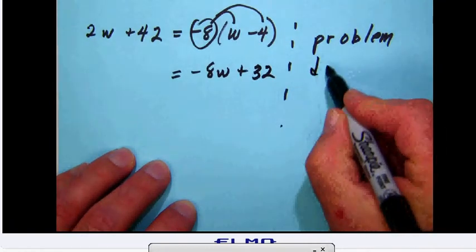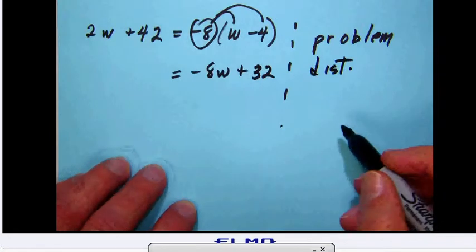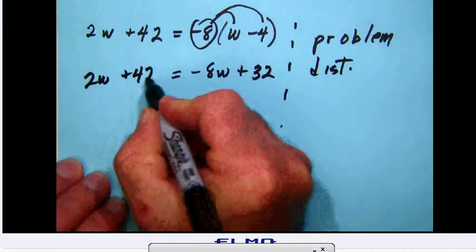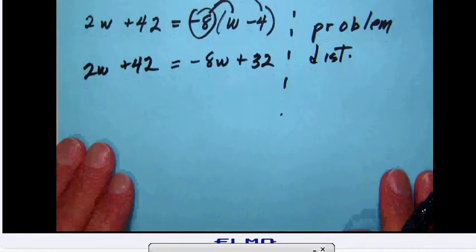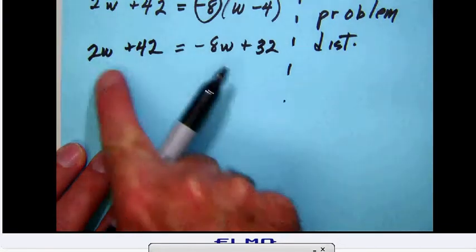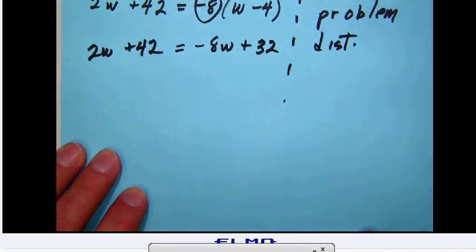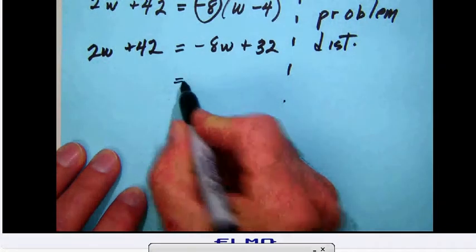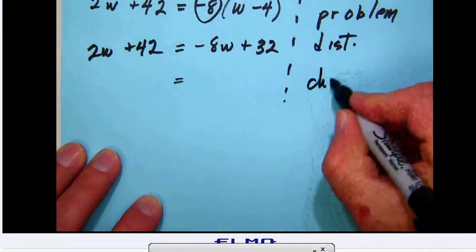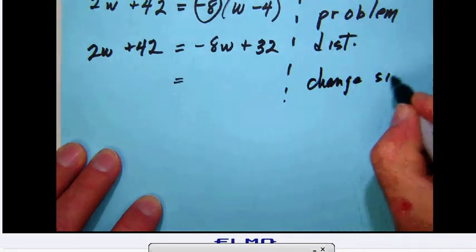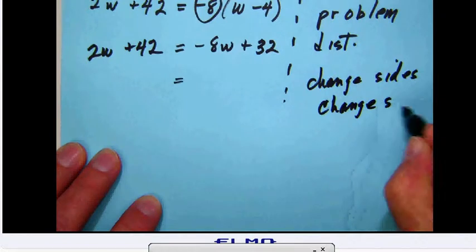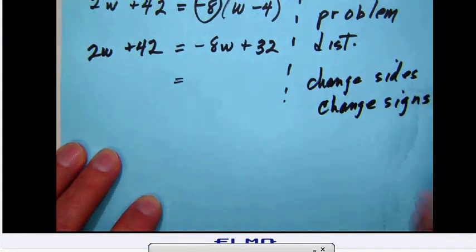So as before, our first step is to distribute. Let's recopy everything else without change. And there's our first step. Now as we move along here, notice that this time we have the problem of variables on both sides. Now the way we're going to handle that is much like we've done before with some numbers. When we changed sides, we change signs. But this time we're going to do it twice.